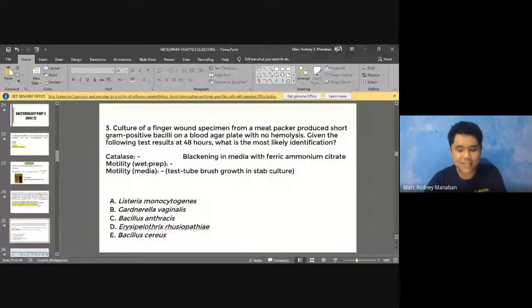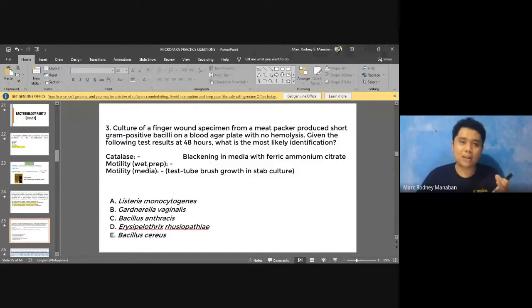All right. Next, case study. Finger wound specimen from a meat packer. It's an occupational hazard. Meaning, nag-butcher siya, butcher, nasamad. Alright? Pag-culture, may grow na gram-positive bacilli. Alright?